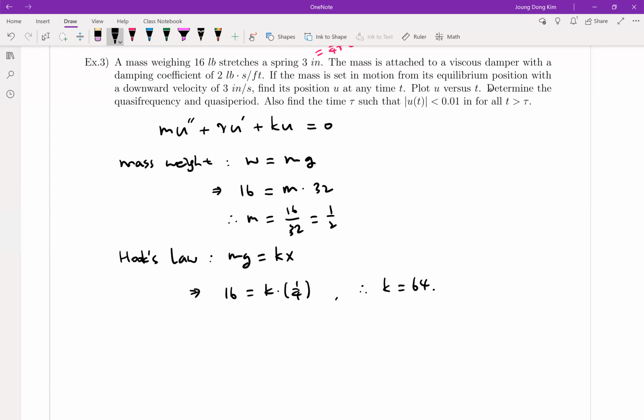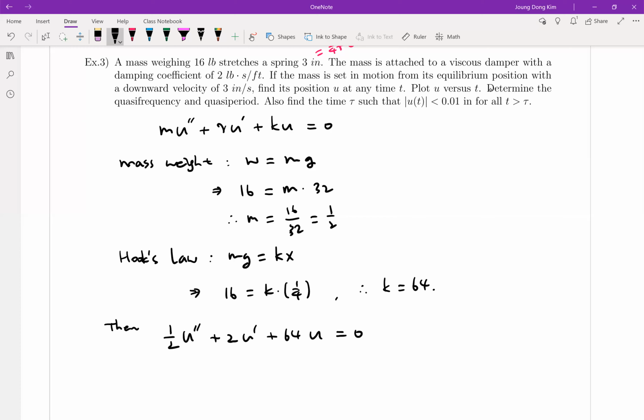And the damping coefficient is given, which is 2 pound second per feet, right? Then we can update everything. Update the differential equation with all the information, okay? m is 1/2 u double prime, damping coefficient, which is given by 2 u prime, and we found the spring coefficient, which is 64. This is my differential equation.